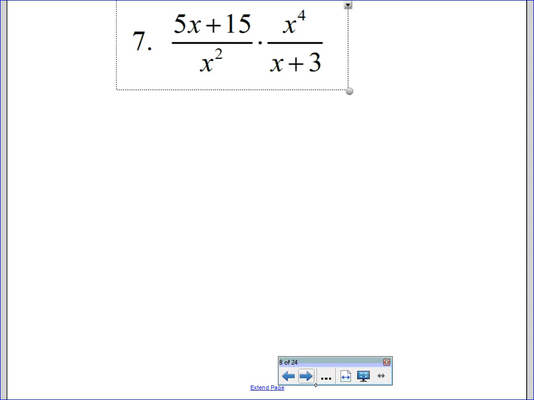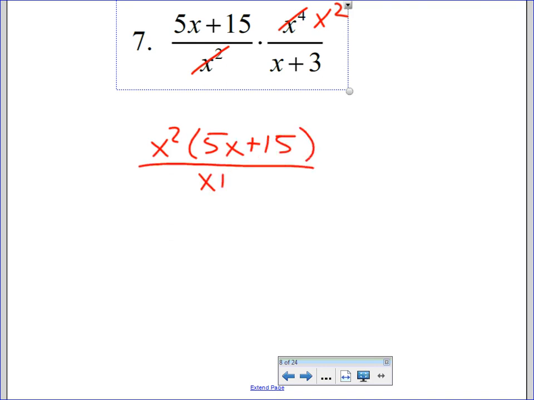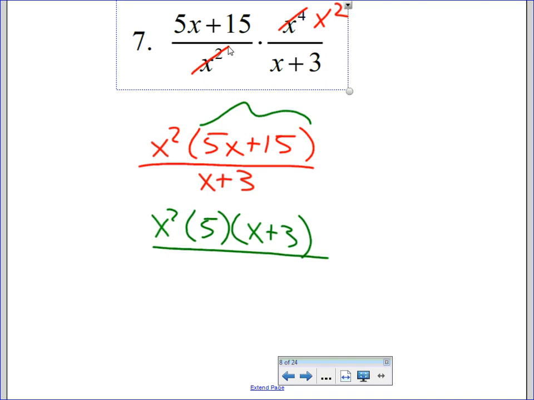All right, here's another one. Everybody can see that that will cancel down to x squared. And so we have x squared times 5x plus 15 over x plus 3. But we need to be careful because there is a greatest common factor in this part of the equation right here. I can factor out a 5. And if I factor out the 5, everything on the top is being multiplied, so I can cancel the x plus 3, and I'll end up with just simply 5x squared.